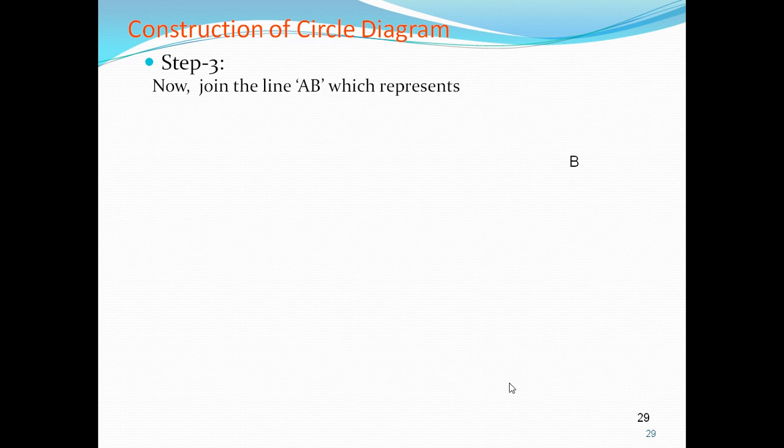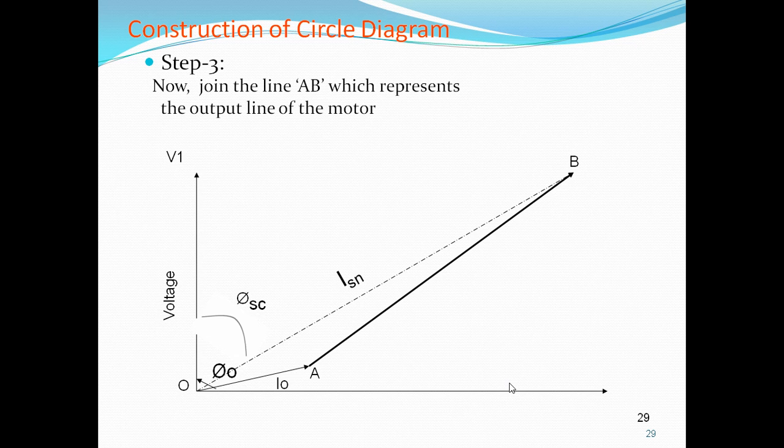Step 3. Join the line A, B, which represents the output line of the motor. So we have to join these two, A and B. This is the output line. We drew OA that is equal to I naught at an angle of phi naught, and OB that is ISN at an angle of phi SC, and join A, B, that is step 3.